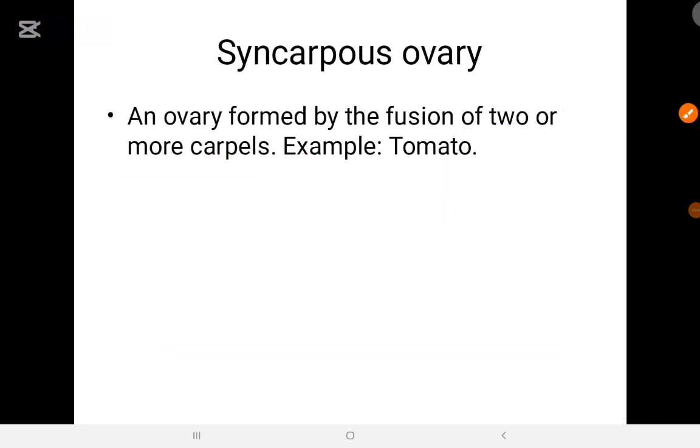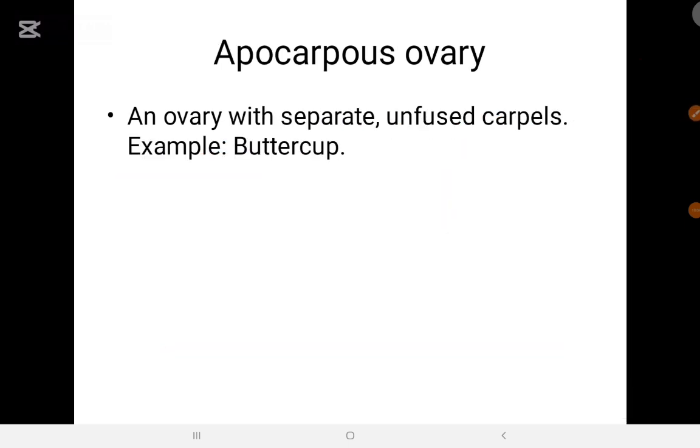Okay? Then the next one is apocarpous. Apo means away. Is that okay? So an ovary with separate or unfused carpels, such as we find in the buttercup.